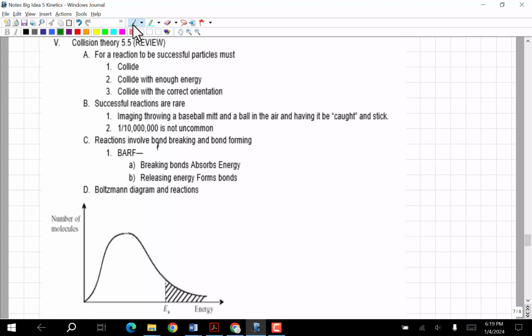Imagine throwing a baseball mitt and a ball in the air and having it be caught and stick. Throw them in the air, throw it at it. You've got to have it hit in the pocket, have it close. Woof. 1 out of 10 million is not uncommon. That's how rare they are.